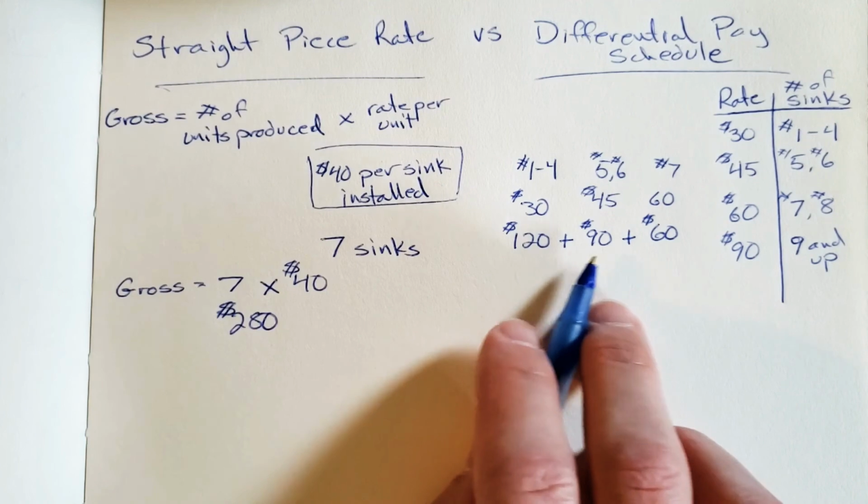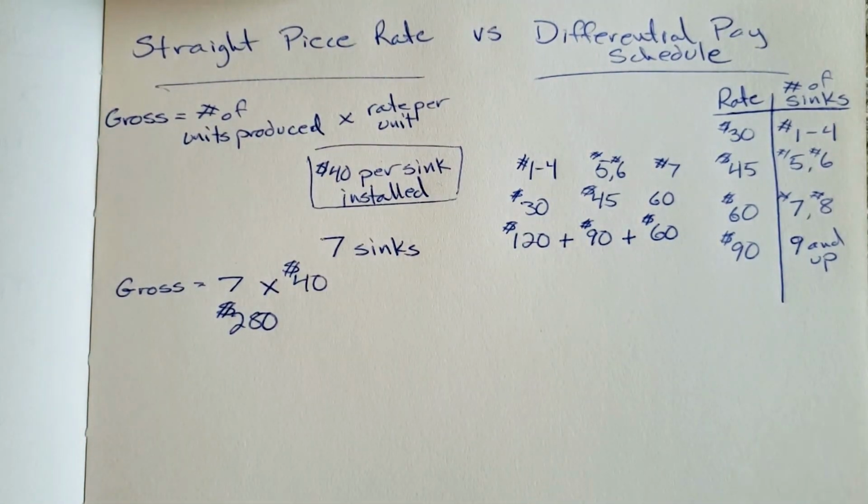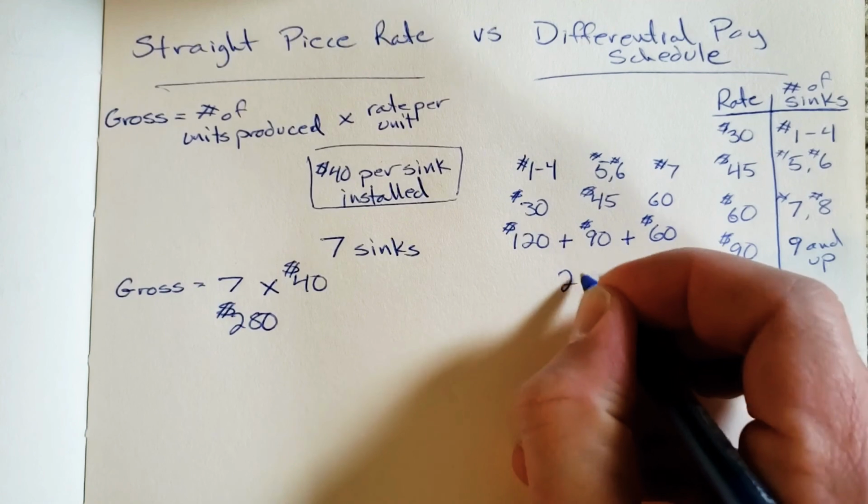So $120 plus 90 plus 60 is going to give you, what, 270? 120 plus 90 plus 60. It gives you $270.